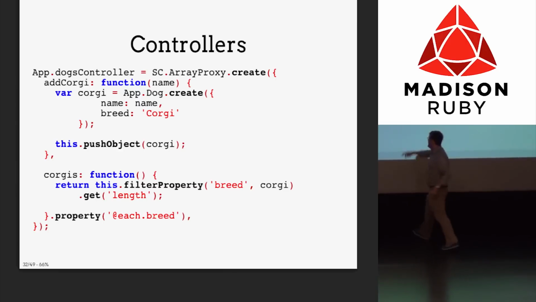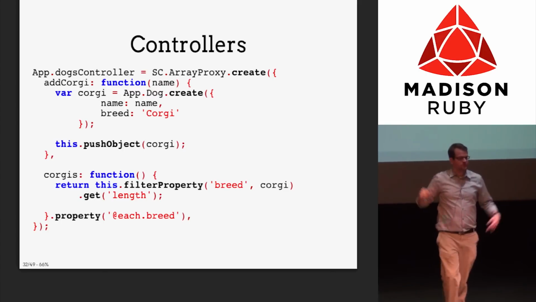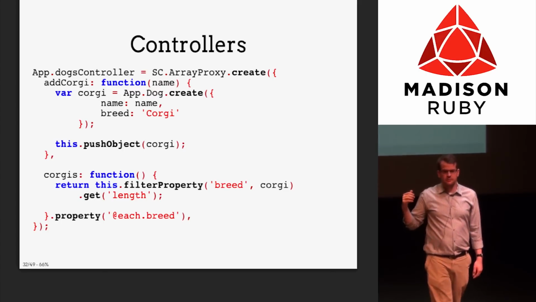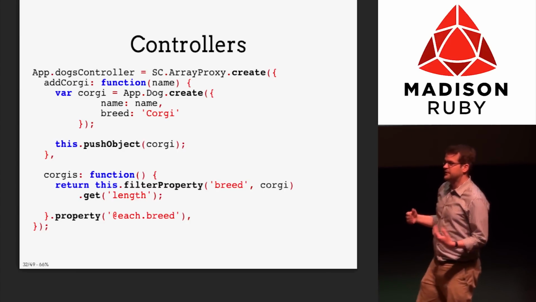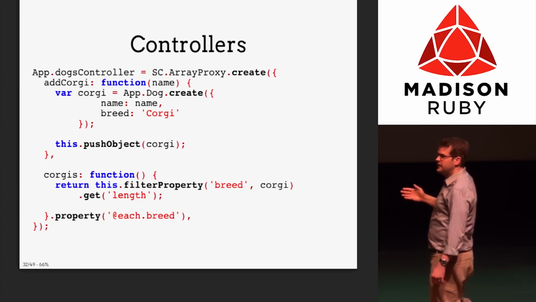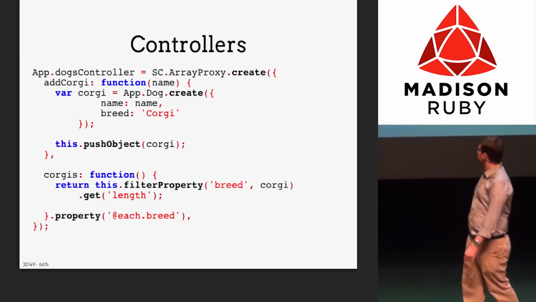Sorry, I'm stepping out of the light. This property, each.breed, says this function, this metric, is dependent on the breed property of everything in our collection. So anytime that changes, I change. Anything that's bound to me will also respond to these changes. It flows throughout your entire application. So it's very nice, very declarative.